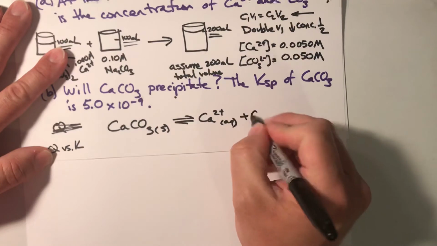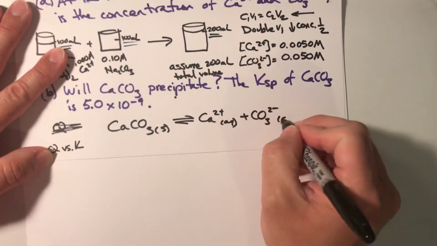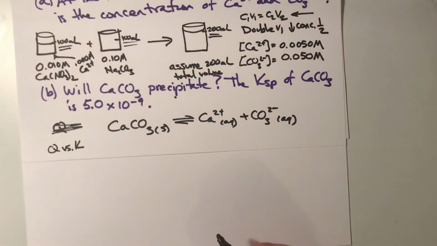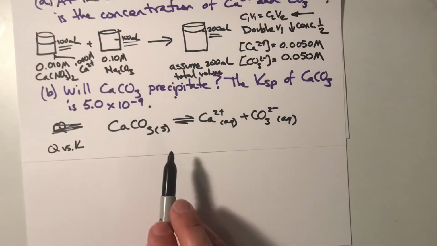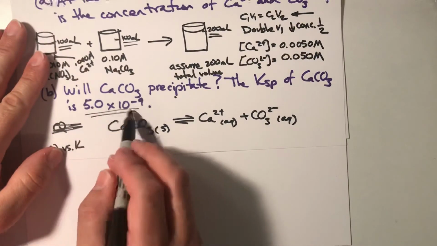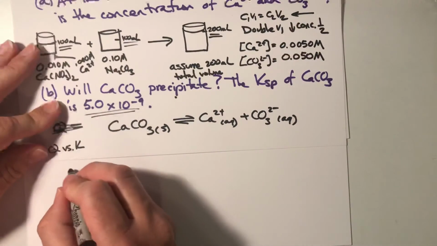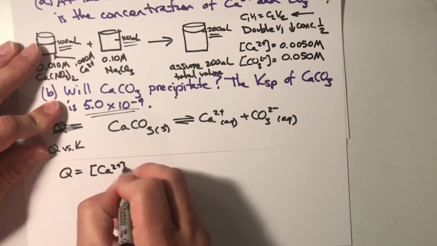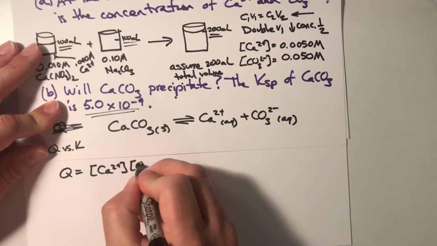It's just a different way of thinking about the same phenomenon. Instead of thinking of it as the precipitate forming, we're going to ask ourselves, will this equilibrium get set up or not? So we know the K value because we've been given it. What we're going to do now is calculate Q. Well, Q is just going to be the calcium concentration times the carbonate concentration.